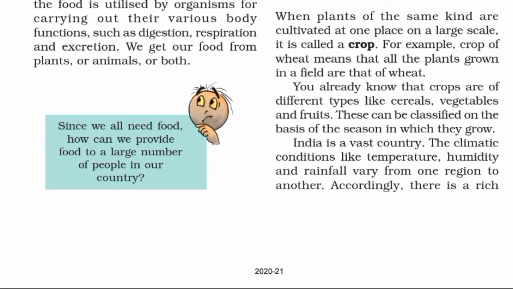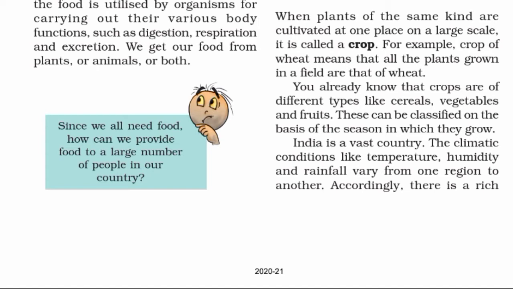When plants of the same kind are cultivated at one place on a large scale, it is called a crop. For example, crop of wheat means that all the plants grown in a field are that of wheat. You already know that crops are of different types, like cereals, vegetables, and fruits. These can be classified on the basis of the season in which they grow.